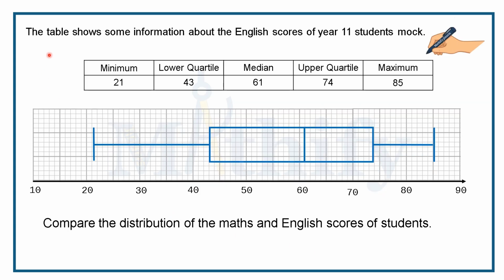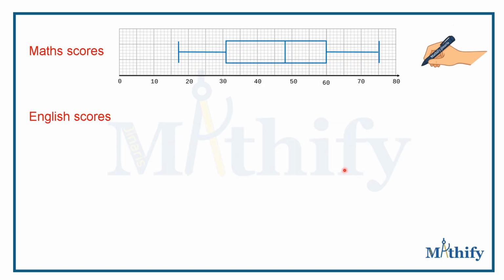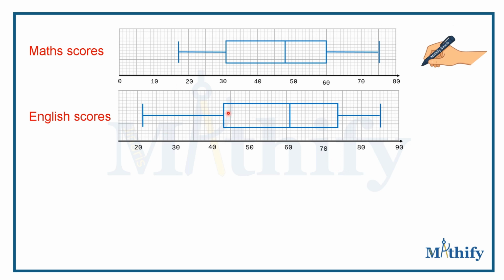Here's another question to go through. The table shows some information about the English scores of year 11 students in the mock. Here is the data displayed. Compare the distribution of the maths and English scores of students. So this box plot represents the English scores of year 11 students. In the previous slide, it was the math scores. How do we compare the distributions? We put them side by side, so it's easy to compare.